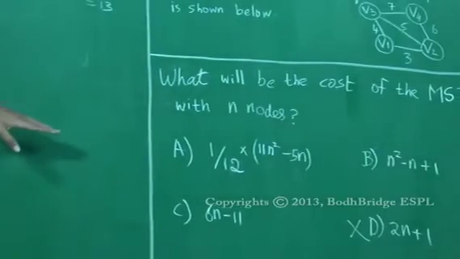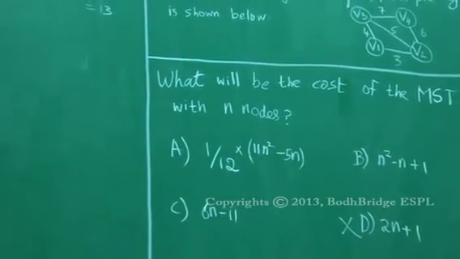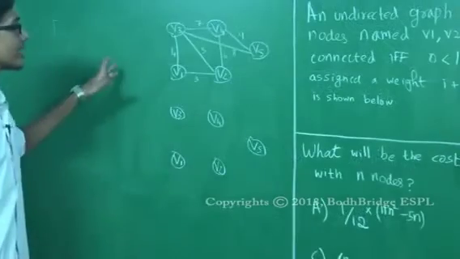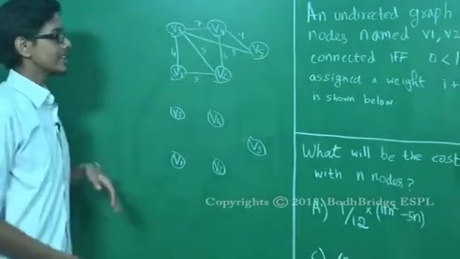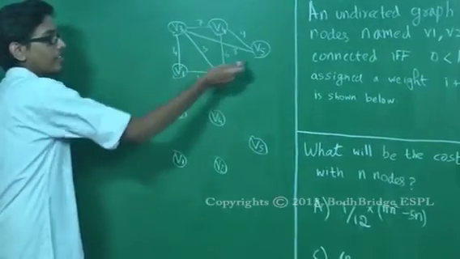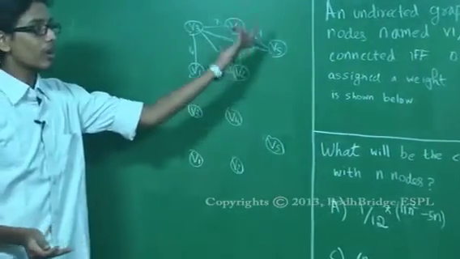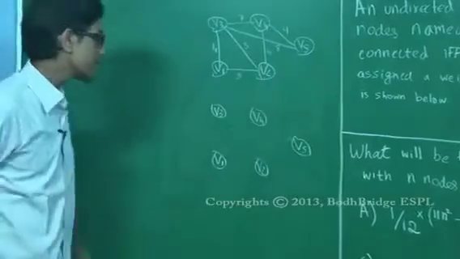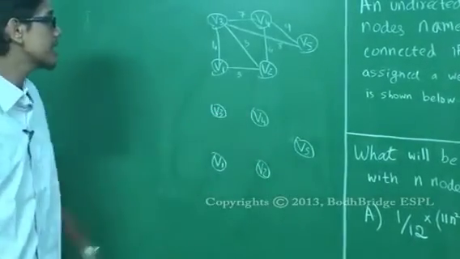Now to eliminate between A, B and C, we increase n by 1. For n equal to 5, this is the graph. We see that there is no edge between 5 and 1 or 5 and 2 because the modulus of i minus j is greater than 2. So we will form the minimum spanning tree out of this.